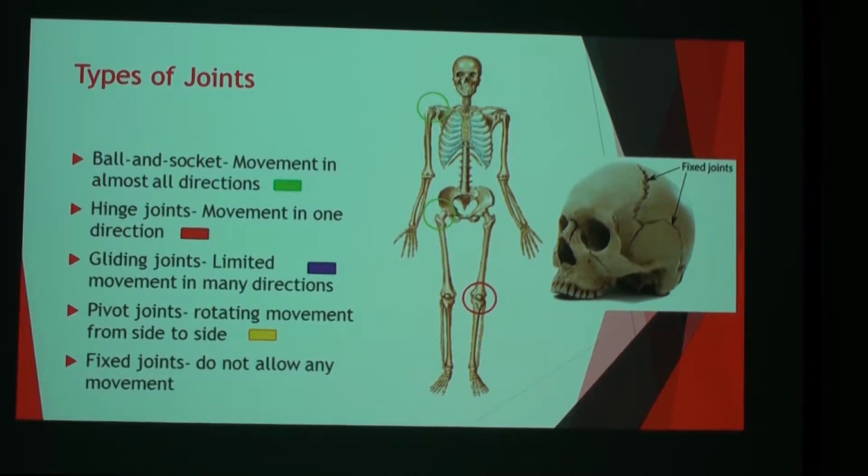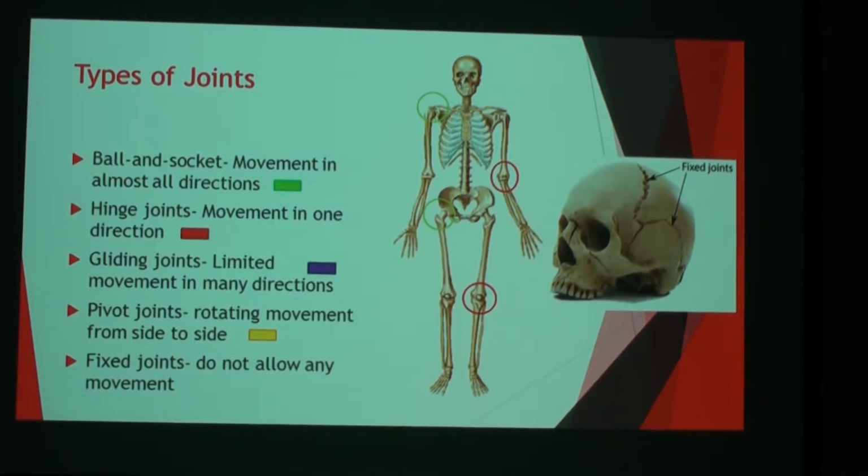Next we have the hinge joints, which only allow movement in one direction. An example of this would be the knees and the elbows. If you move your forearm up and down, you can tell that it's only one movement, which is up or down. You can also move it to the side a little, but it's not much movement, so it's considered one movement in one direction.